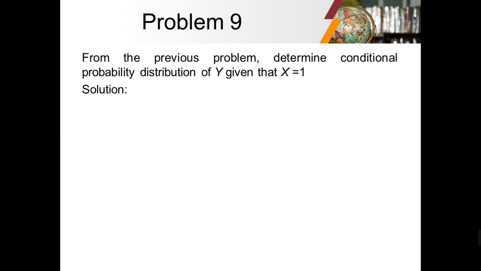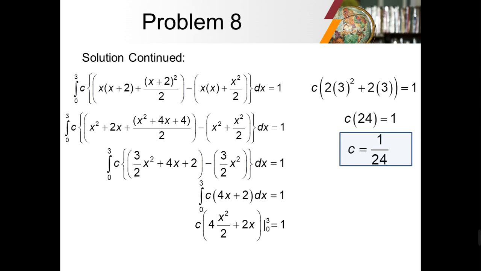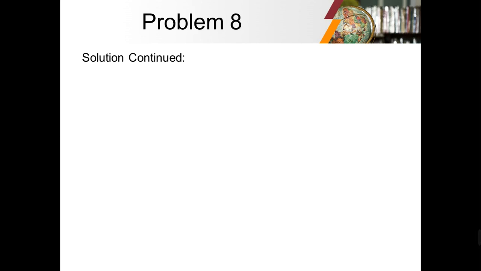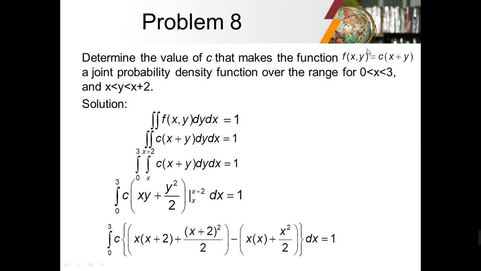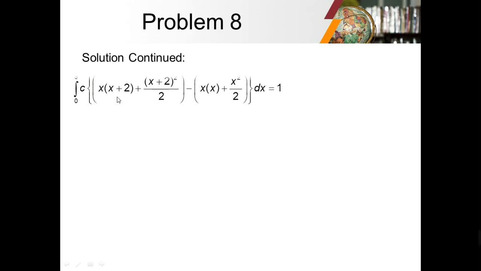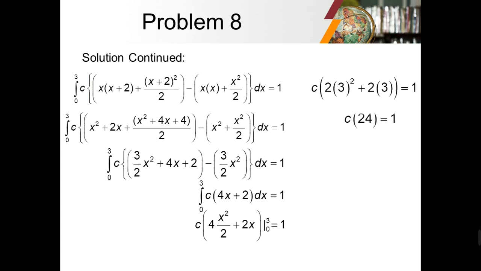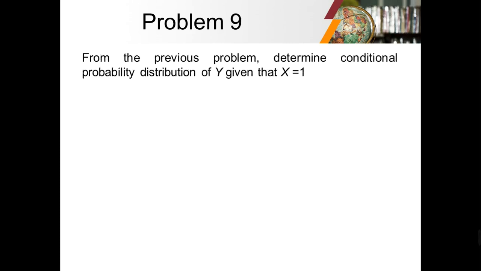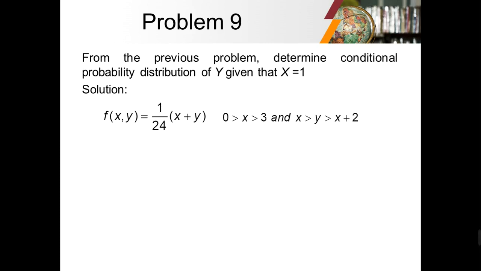So, kukunin lang natin. So, conditional probability, ano muna yung given natin? Doon sa ating na-solve kanina, so, yung c natin is 1 over 24, di ba. Ang ating function is equal to c times x plus y, but c is 1 over 24, so that's 1 over 24 times x plus y. Then, the range natin is from 0 to 3, and from x to x plus 2. Ayan, so, ito yung ating given.